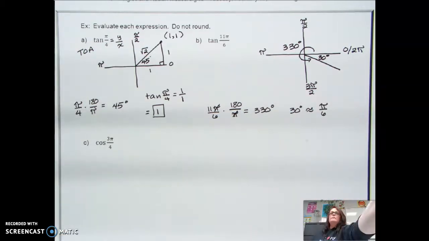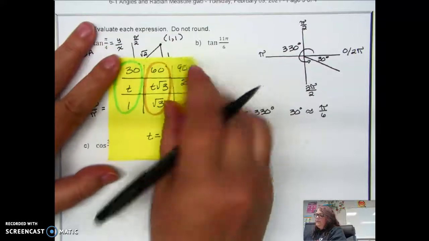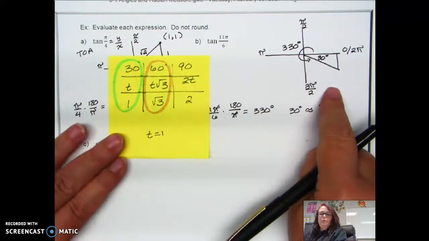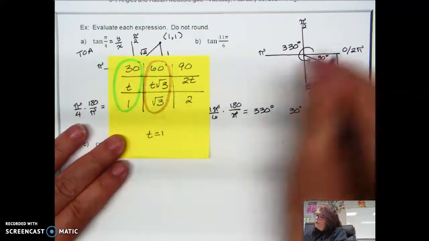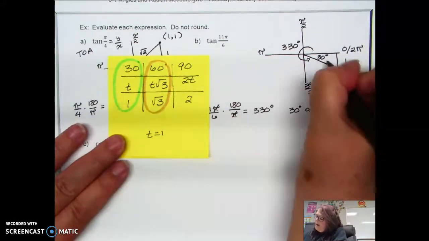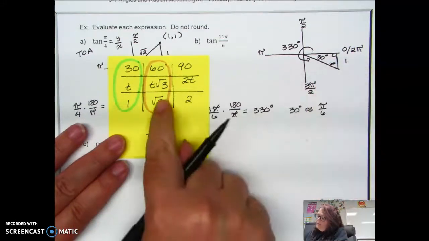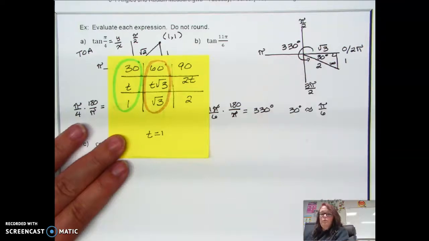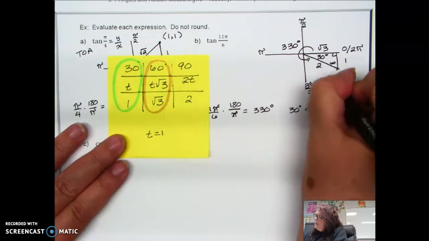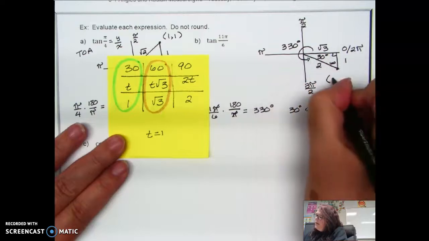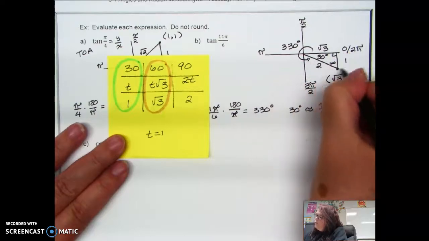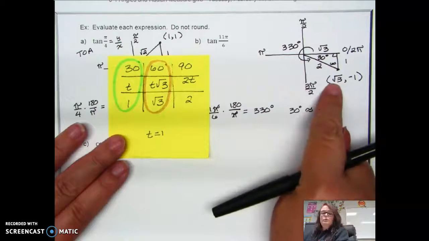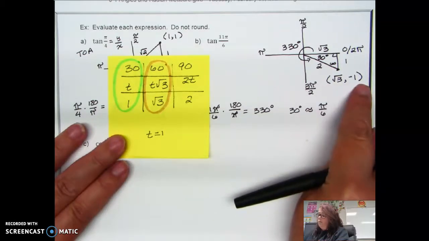Okay. So then I can bring in my 30, 60, 90 triangle, recognizing I'm in quadrant 4. So opposite the 30 is going to be the 1. Opposite the 60-degree angle is going to be the root 3. And the hypotenuse is 2. Recognizing that this point is going to be root 3 units to the right, so that's positive, and 1 unit down, which is negative. So that means my x value is root 3 and my y value is negative 1.